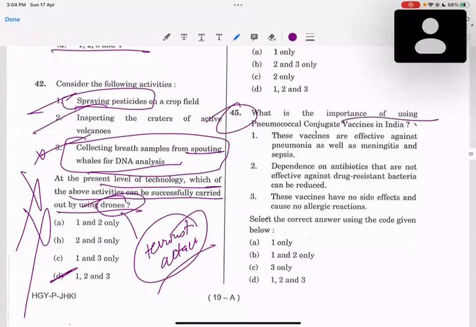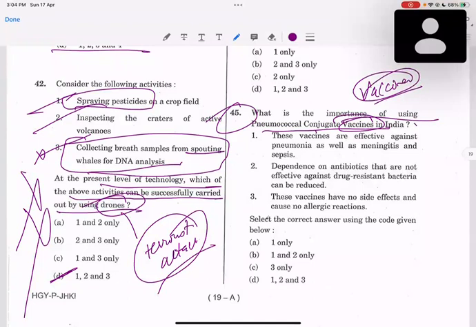What is the importance of using pneumococcal conjugate vaccines? So, vaccines. Vaccines are a favorite topic of UPSC, so study them in detail. Questions on vaccines came in 2021 and in previous years also. So do study it in detail.